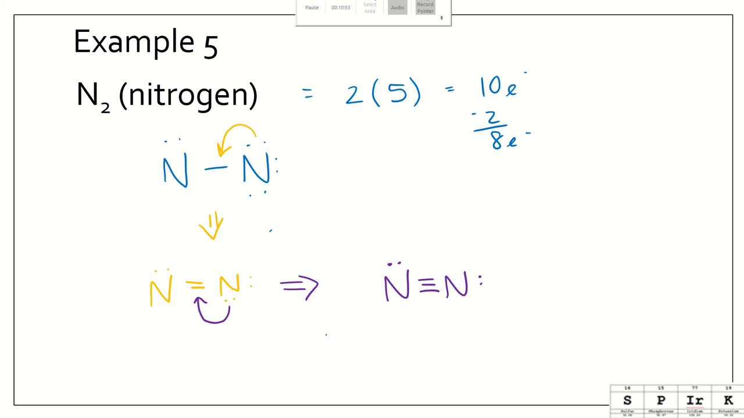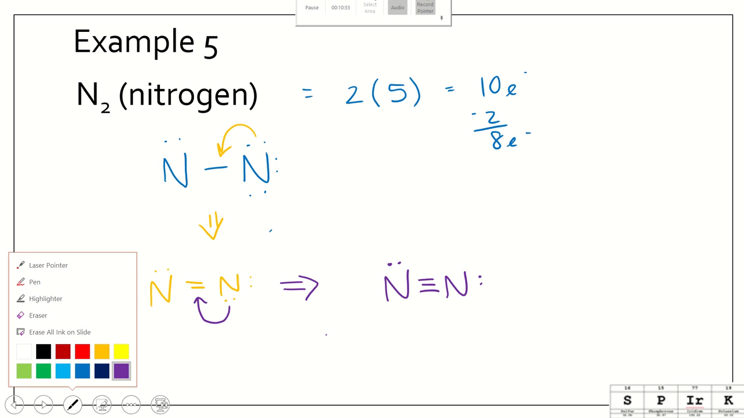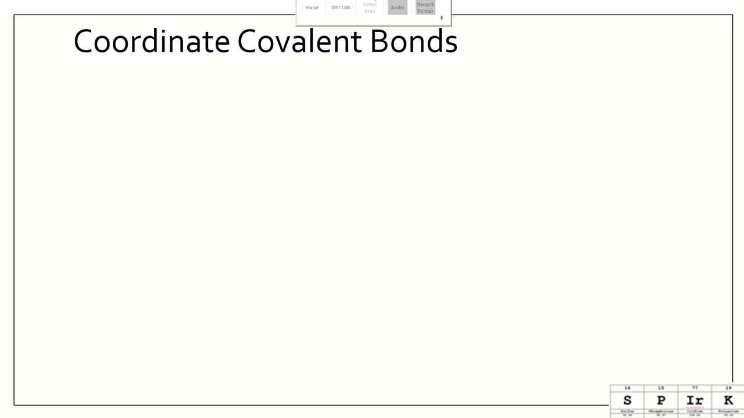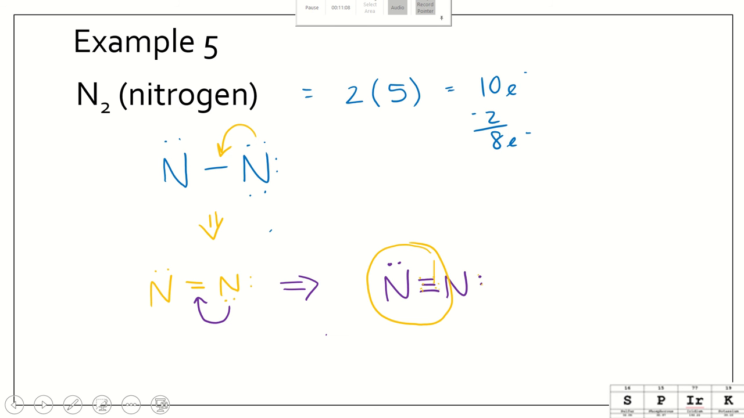So let's count these. Let's change our color here. So we have 1, 2, 3, 4, 5, 6, 7, 8. 1, 2, 3, 4, 5, 6, 7, 8. Both of those guys are happy for an answer of N, triple bond N. And remember, it does not matter exactly where that lone pair ends up. So I moved it to the top. It's perfectly fine.